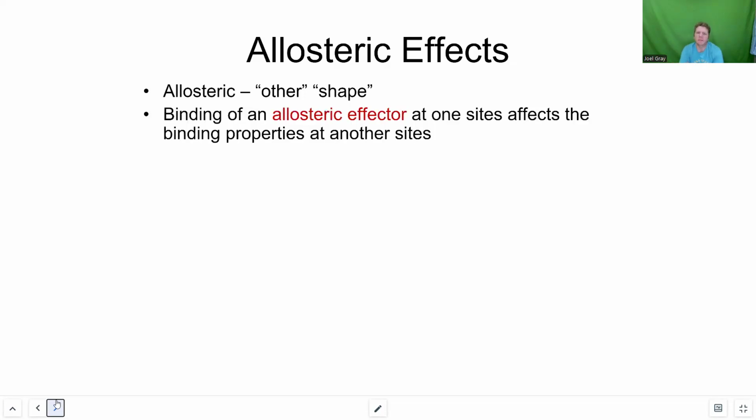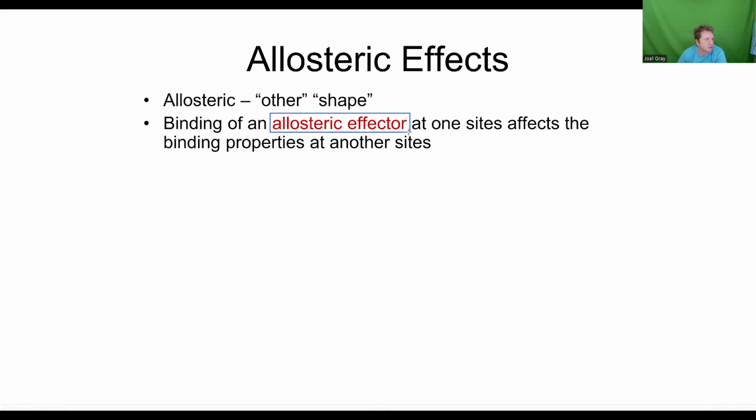One of the things that we have to keep in mind with respect to allosteric proteins is that they are very tightly regulated. One of the ways in which they're regulated is with what are known as allosteric effectors. I want you to really take this phrase and think about this one. An allosteric effector is going to bind to an allosteric protein. Not too much of a stretch there, but binding of an allosteric effector at one site affects the binding properties at another site.